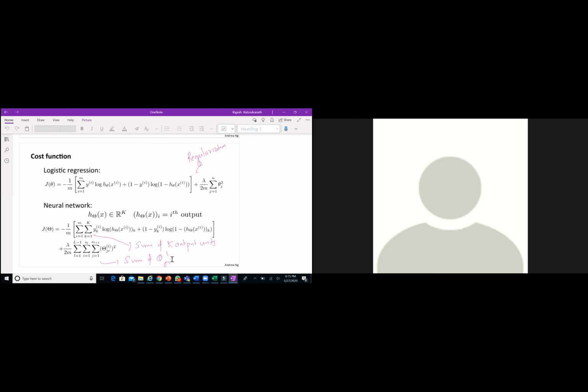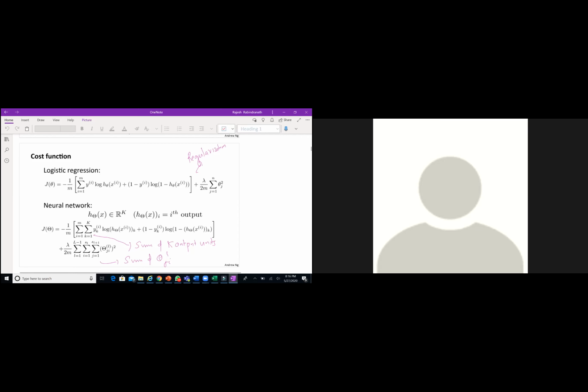So what happens is this theta becomes a matrix. So theta Lji means it is a matrix. It is not a vector. It is not a scalar. It is a matrix. And that is why this additional factor comes into the picture. And that is what this regularization parameter is. Don't worry about that. You don't need to remember this. I was just trying to explain what exactly it means.